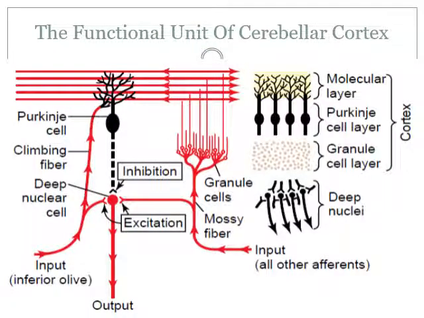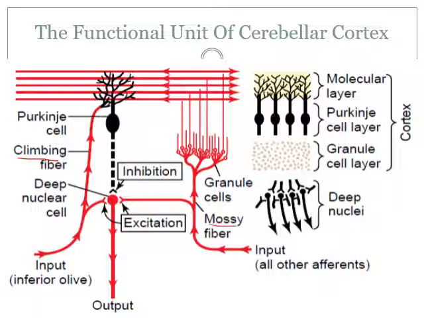Now we'll be using this diagram in the whole of our lecture to understand the functional unit of the cerebellar cortex. As you can see in this diagram, this is the functional unit of the cerebellar cortex. You can see two types of fibers over here. The first is the climbing fiber, and the second one is the mossy fibers.